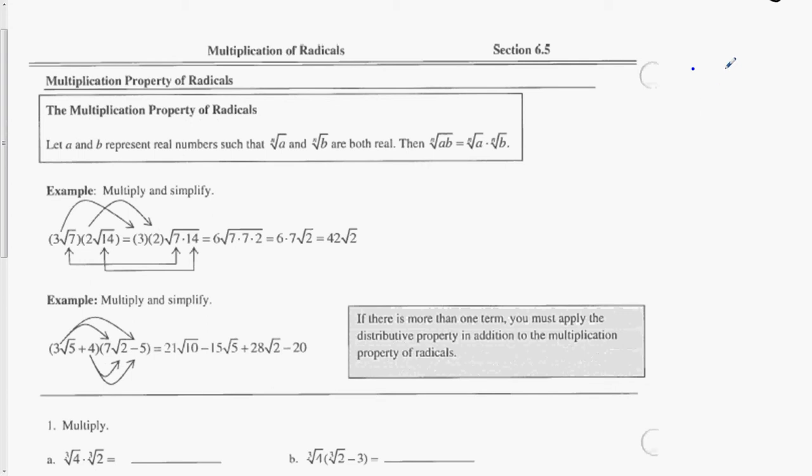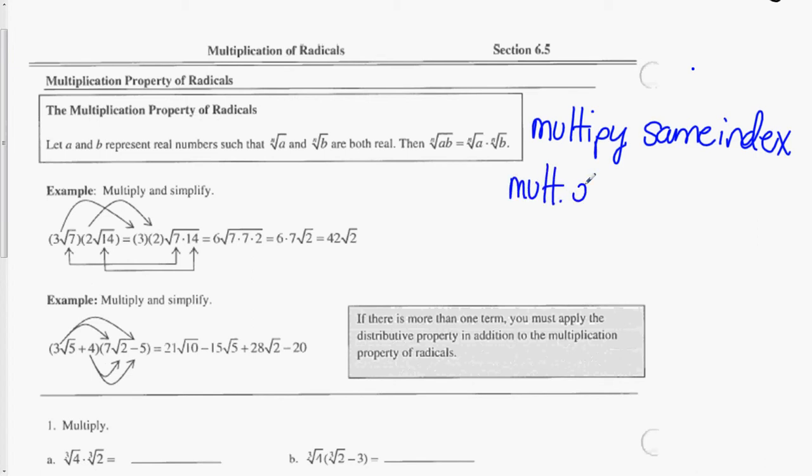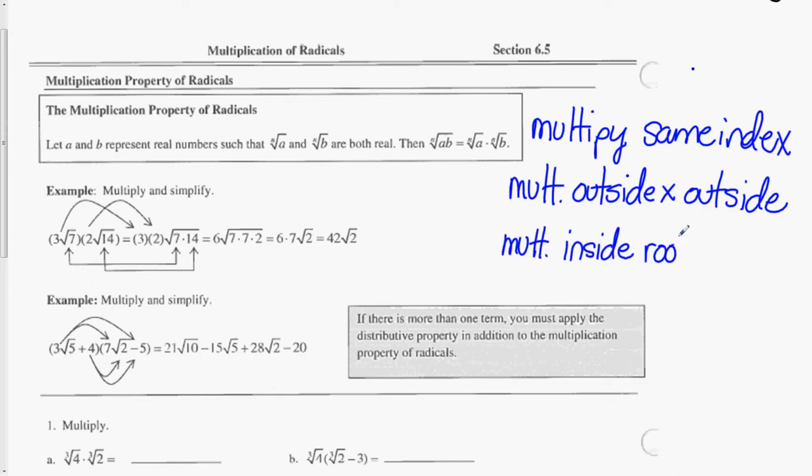When we're talking about multiplying, we are talking about multiplying two roots, and you can multiply roots if they have the same index. And when you do that multiplying, I want you to multiply outside times outside, meaning the outside numbers or variables outside the root, and then multiply inside or underneath the root. Okay, and then we'll do some simplifying.